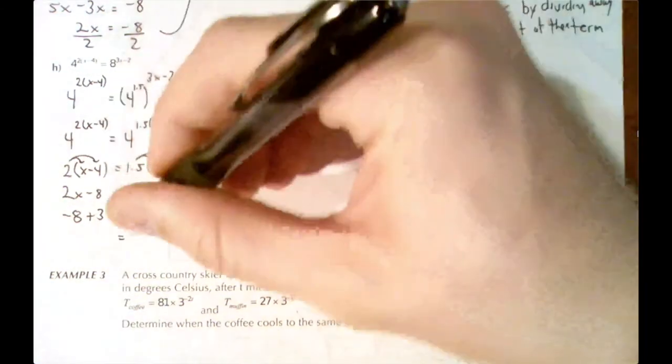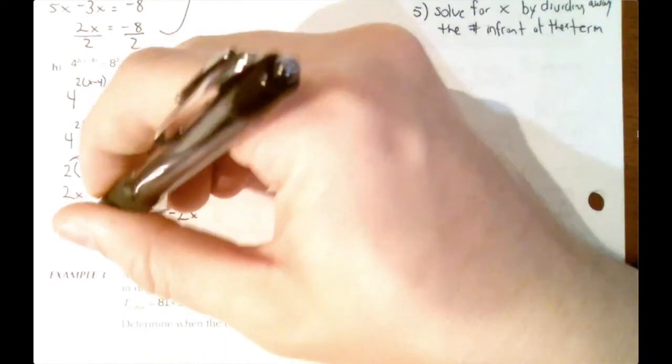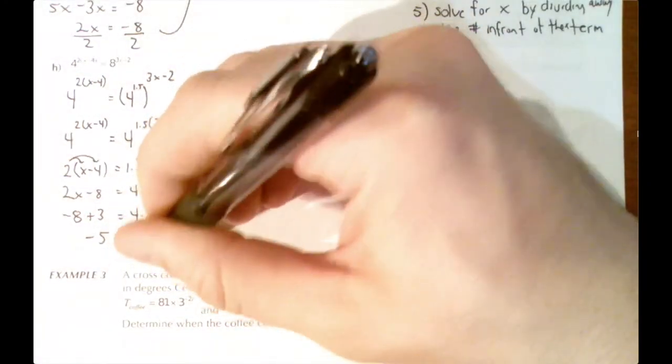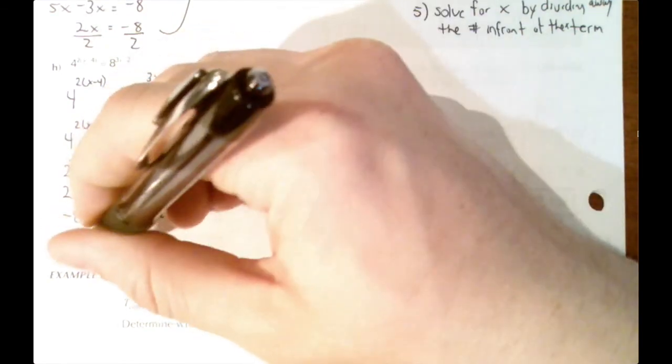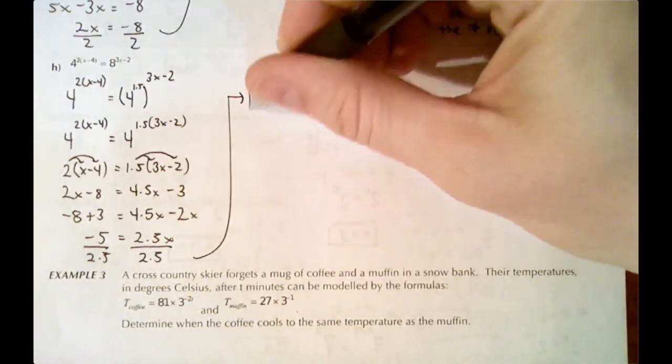We end up with 2.5x and negative 5. Divided by the 2.5. We get x equals negative 2.